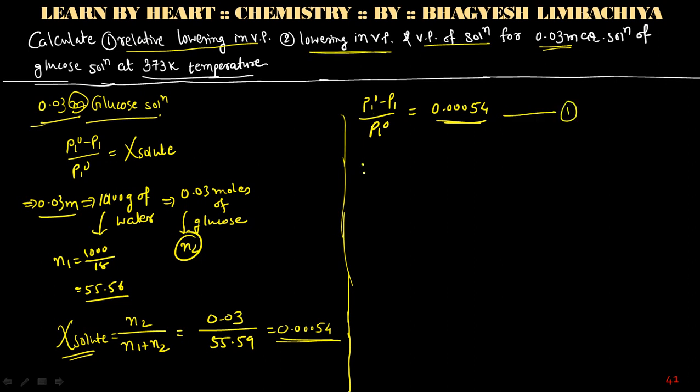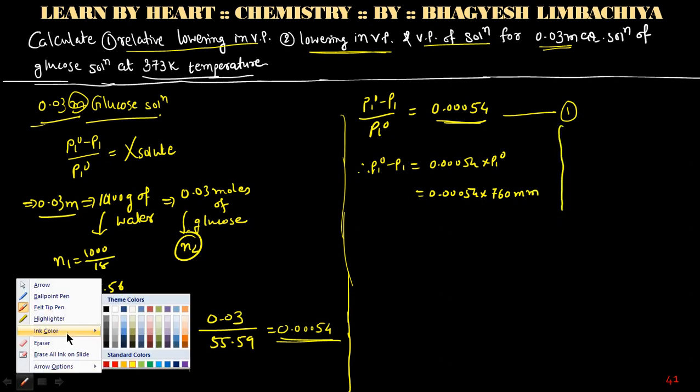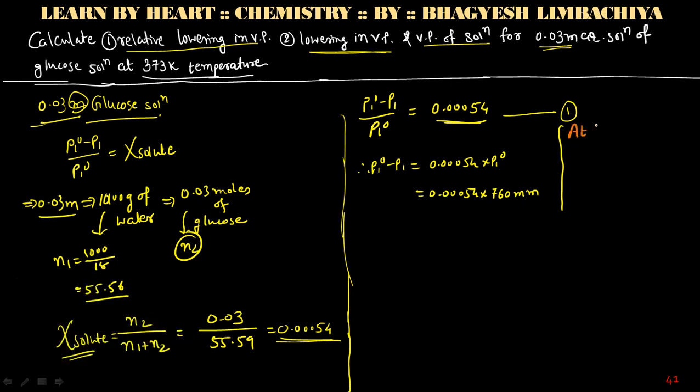Now lowering in vapor pressure means P10 minus P1 equals 0.00054 into P10. अब P10 कितना होगा यहाँ पे, तो वो होगा 760 mm, because remember the statement that at boiling point of any liquid, vapor pressure of solution would be equal to its just atmospheric pressure.